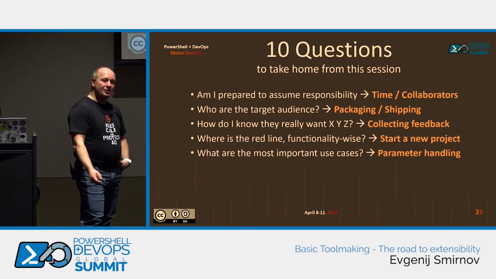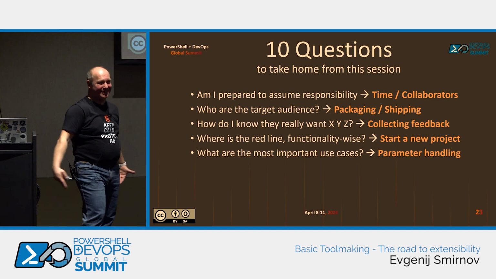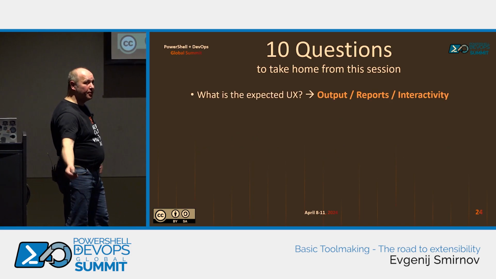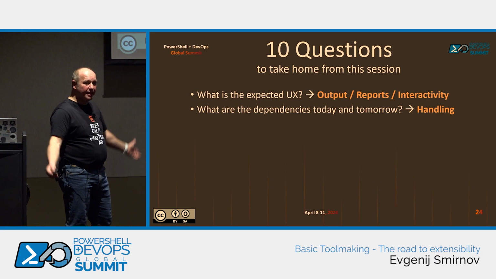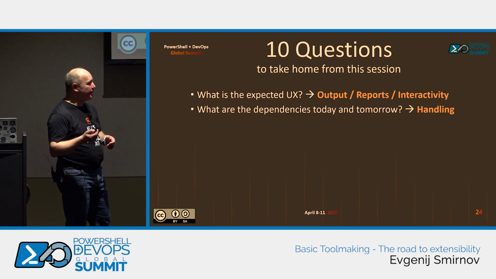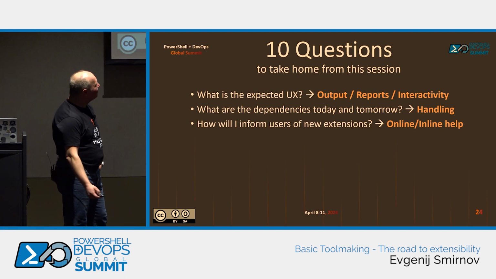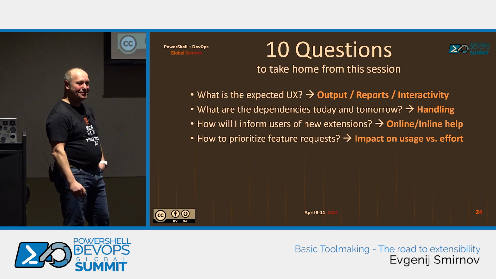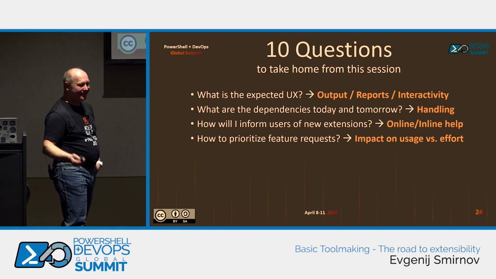What are the most important use cases? Because those should take the least parameters and have the least hurdle to executing them by the audience. What is the expected user experience? Input, output, and so on. What are the dependencies today? What sort of dependencies do I expect to have tomorrow? How will I inform my user base of new releases? This is an important one. How to prioritize feature requests? Talk to your devs if you have any in your organization, they know. But their answers might not be what you seek.